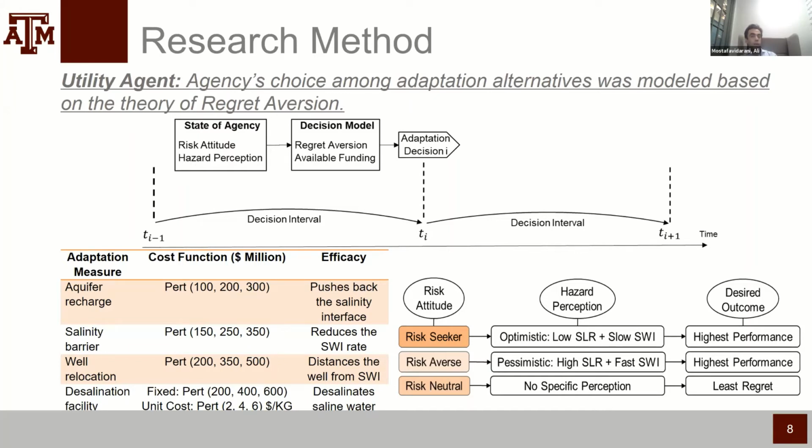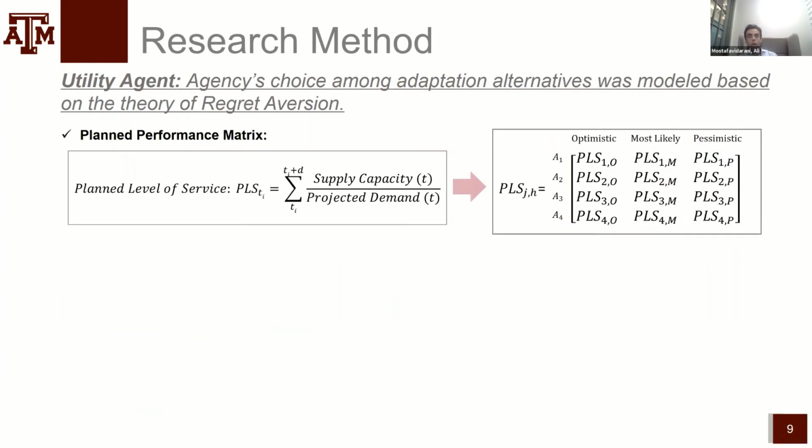And based on the regret aversion model and the availability of funding, they select the adaptation actions, whether to do nothing or select one or multiple of these adaptation actions. The results of adaptation actions will change the attributes of infrastructure systems, and then based on what actually happens, we will see whether the decisions were efficient or not. And this process occurs at all points in time.